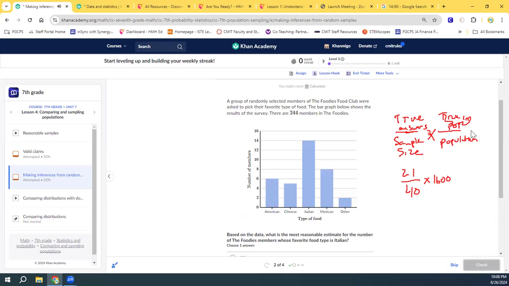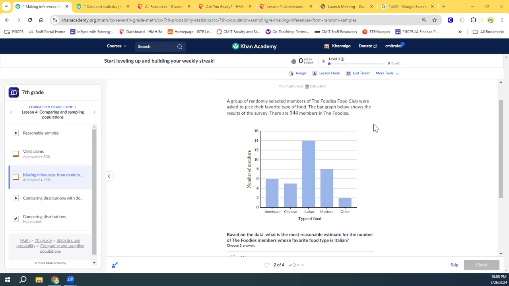Okay. So we shall do one more. A group of randomly selected members of the Foodies Food Club were asked to pick their favorite type of food. The bar graph, and yes, you should include that bar graph in your notes, shows the results of the survey. There are 244 members in the Foodies Club. Based on the data, what is the most reasonable estimate for the number of Foodies members whose favorite food is Italian?